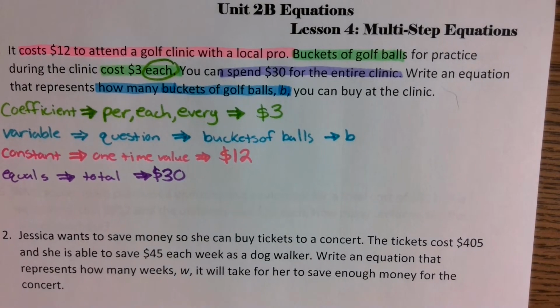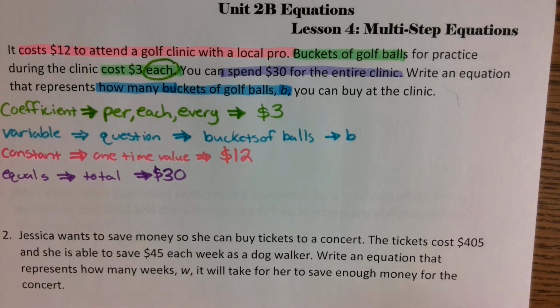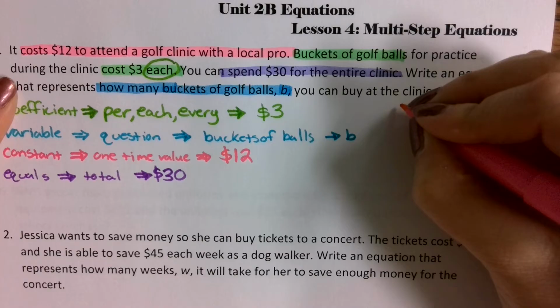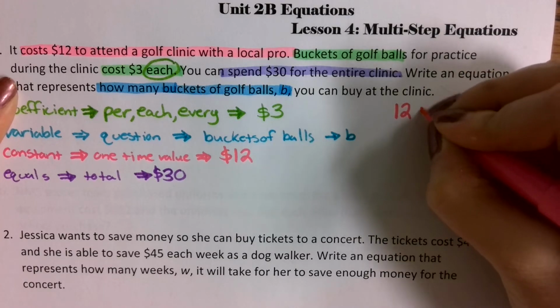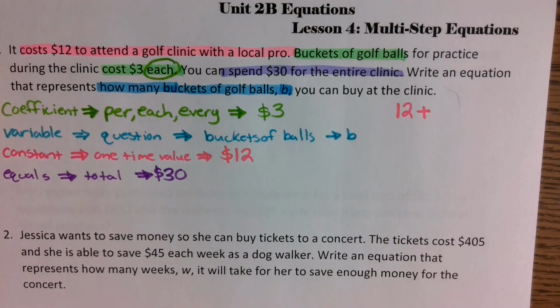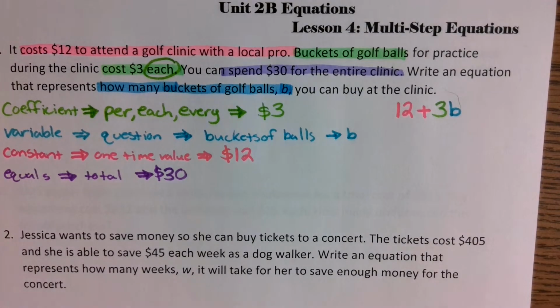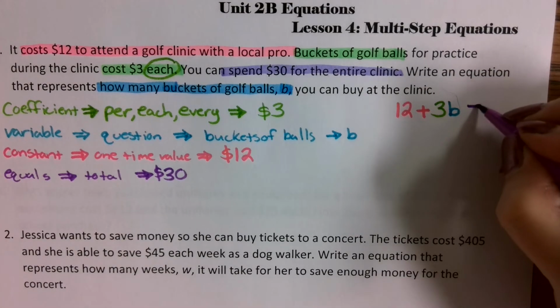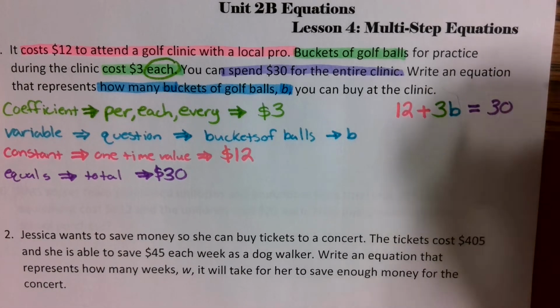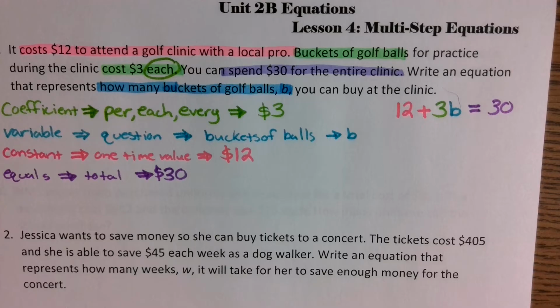So now we got to write this up. It costs us $12 to enter the clinic, plus it's $3 for every single bucket, and that's going to be set equal to 30. So that's our complete and total expression.